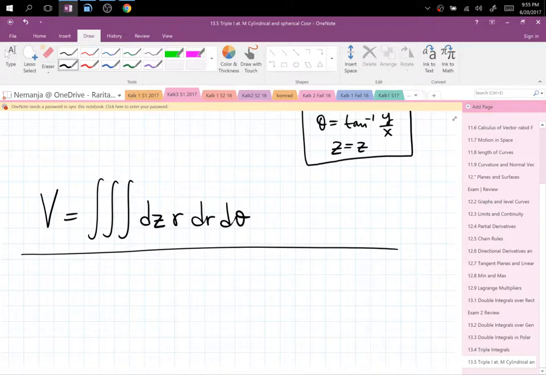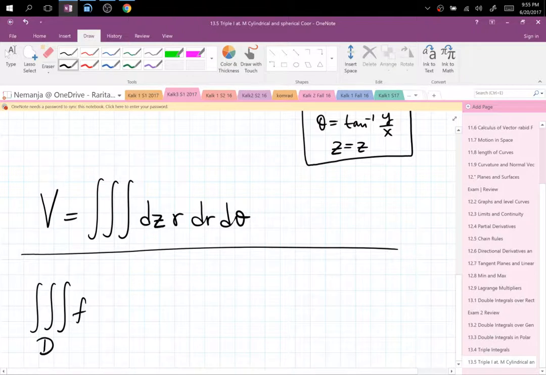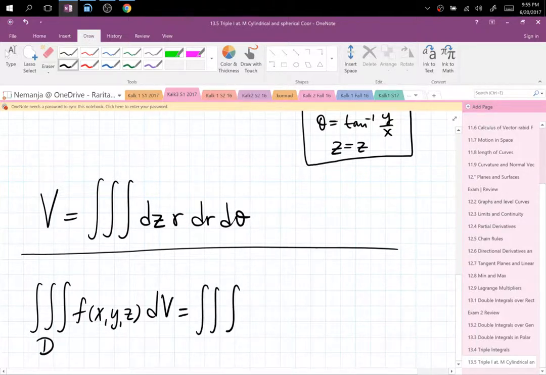So with these integrals we compute the volume, but then we can also compute the 4D if we put the function inside. So let's go with the triple integral over region D of some function f of x, y, z dV, which can be computed using the triple integral.